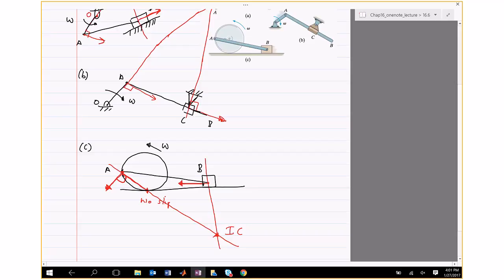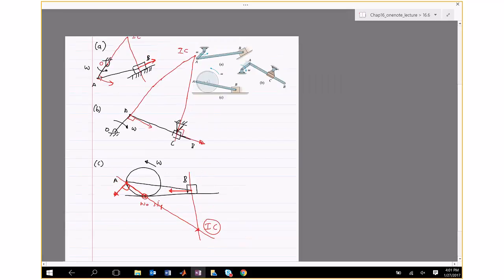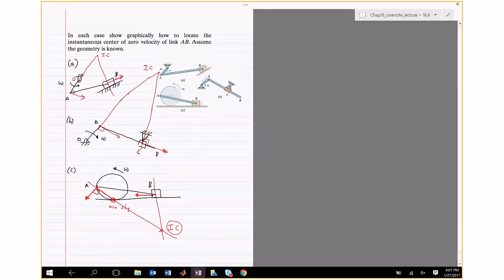One thing to note is the IC for AB is right here, while the IC for just the disk and the ground is right here. They are not the same. Each link will have a different IC. Not only that, the IC will change with time, so this point would move with time. Also note that the IC in this case is not on the board. In fact, for all the problems we've seen here, A, B, C, the IC is not on the links. It's outside the body, and that's perfectly fine with the Instantaneous Center. It doesn't have to be on the body.